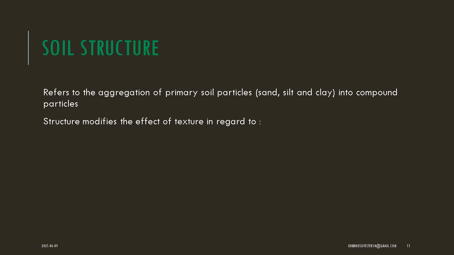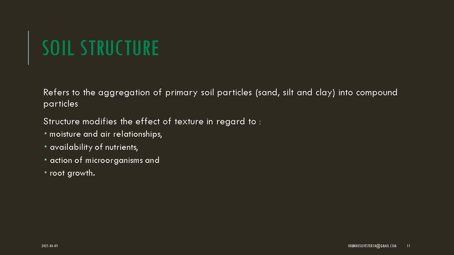Structure modifies the effect of texture in regard to: 1. Moisture and air relationship. 2. Availability of nutrients. 3. Action of microorganisms. And lastly, the root growth. So, for instance, a highly plastic clay, let's say 60% clay, is good for crop production if it has a well-developed granular structure, which may end up facilitating aeration and water movement.